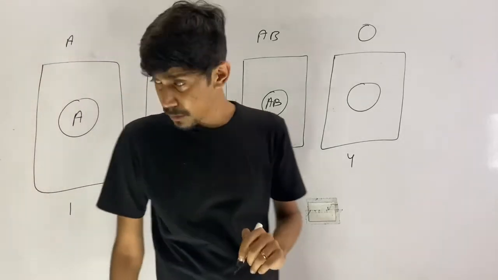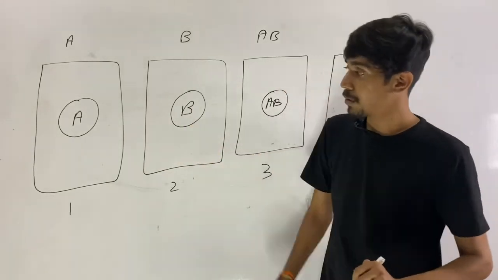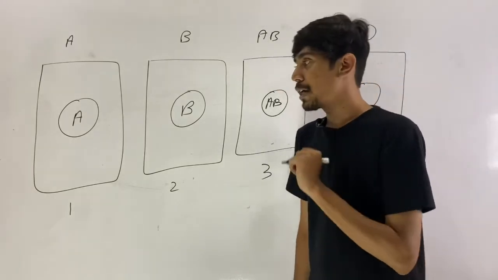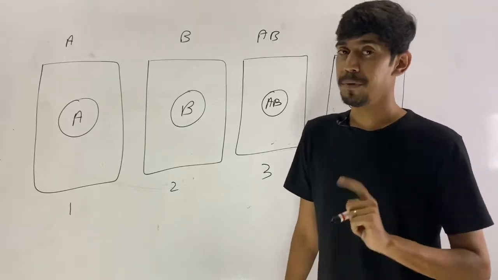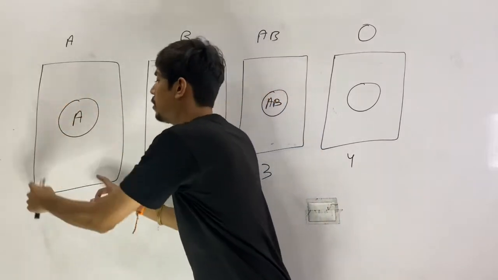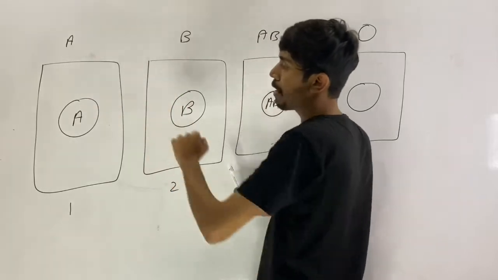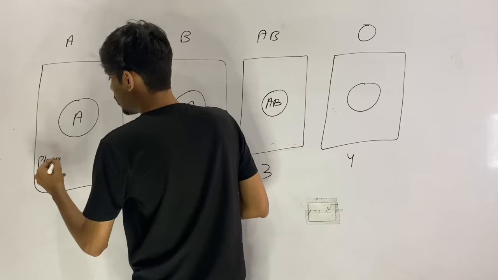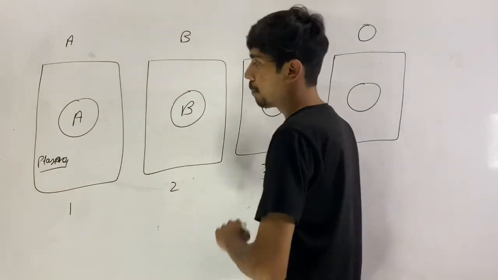Now as I already told you, these antigens are present on the surface of RBCs. Now there are antibodies also, and these antibodies are not present on RBCs, they are present in the plasma. So let us suppose this is the RBC and this whole rectangle I have made becomes the plasma, the liquid portion of the blood, the fluid part of the blood, okay.